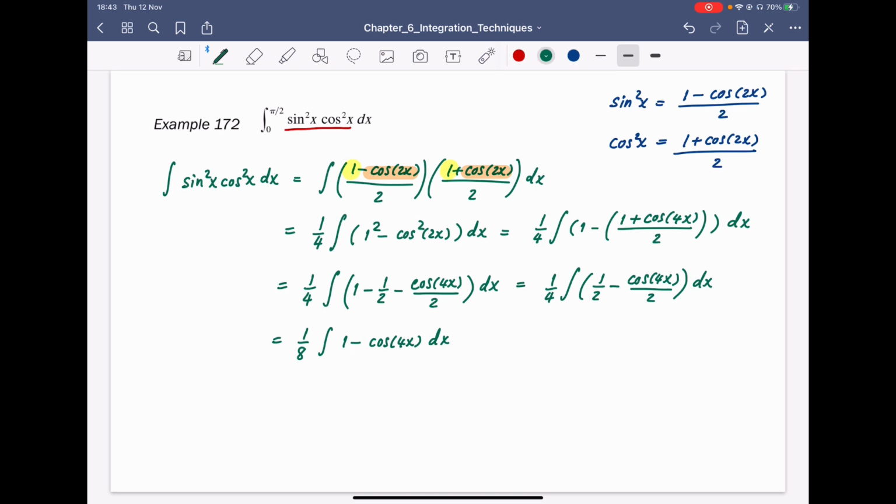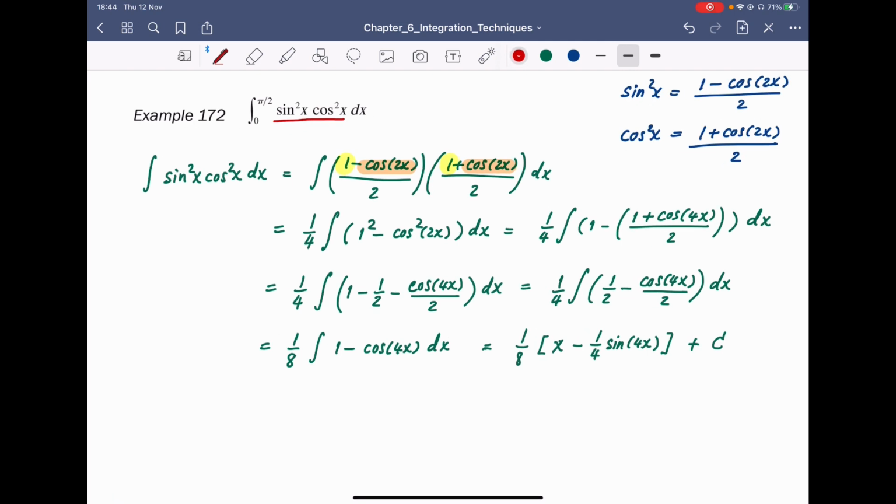All right, now I can integrate. So I'm going to get 1 over 8 x, and then to integrate cosine 4x, I get 1 over 4 sine 4x. Right? Because when you differentiate sine, you get cosine, so when you integrate cosine, you get back sine. Well, you need to have 1 over 4 here because this is cosine 4x, and then plus c. All right, this is going to be your indefinite integral.